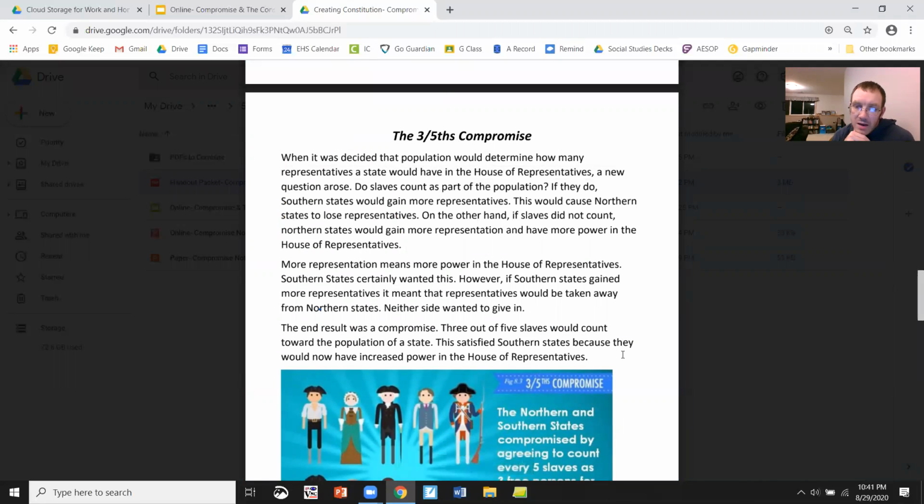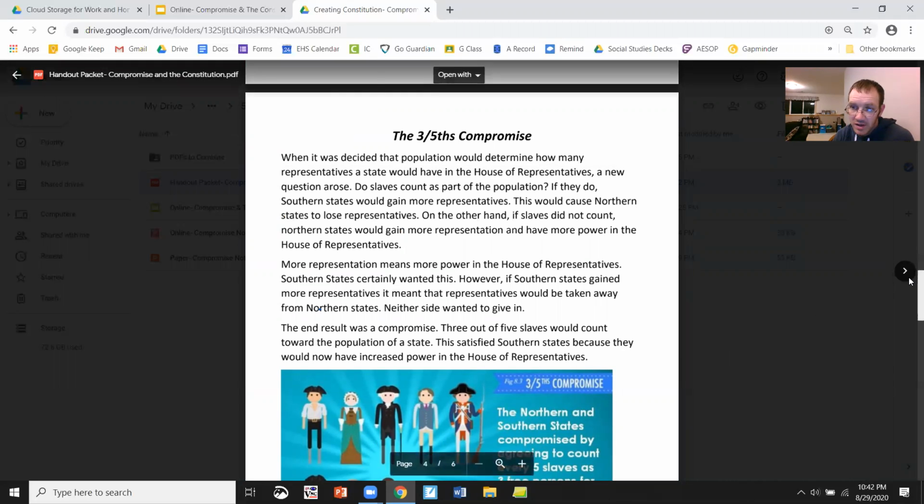In the end, what we have is a compromise. And they decide that 3 out of 5 slaves would count towards the population of a state. The southern states like this because they would now have increased power in the House of Representatives.